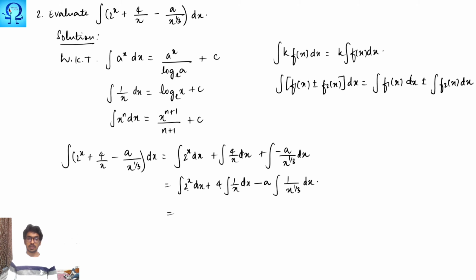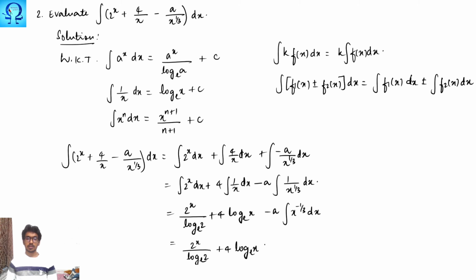When you do the integration of the first term, you are going to get 2^x upon log 2 with base e, then 4 times log x with base e, and minus a times 1 upon x^3. So this may be written as x^(-1/3) dx. The first two terms remain the same, as we have done the process of calculating the integral values, and this is x^(-1/3 + 1) upon (-1/3 + 1).